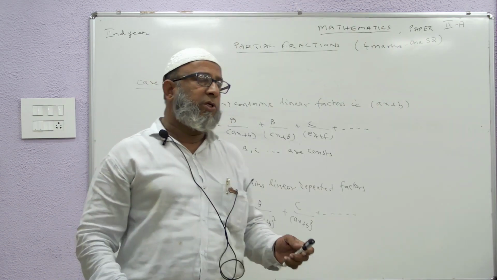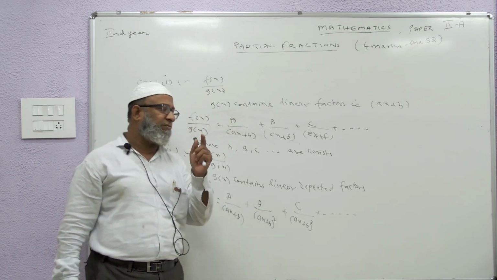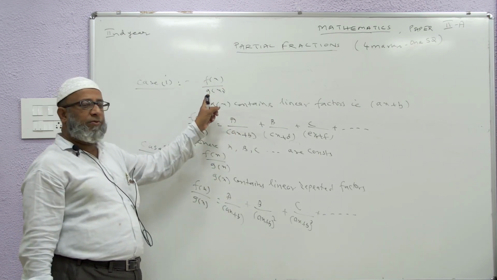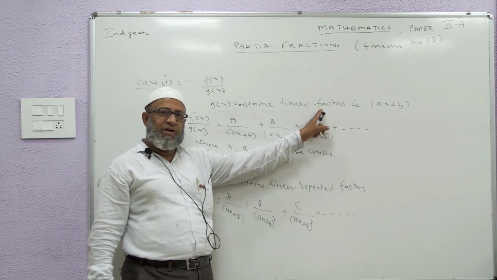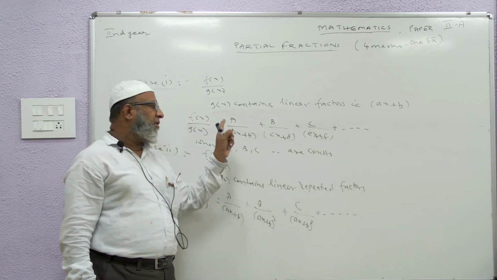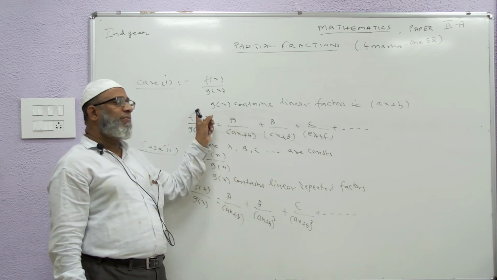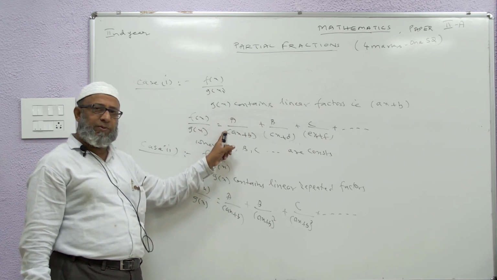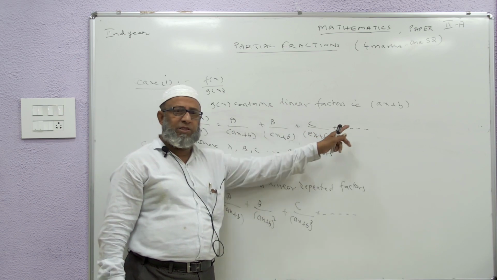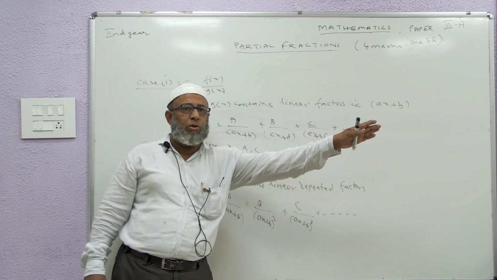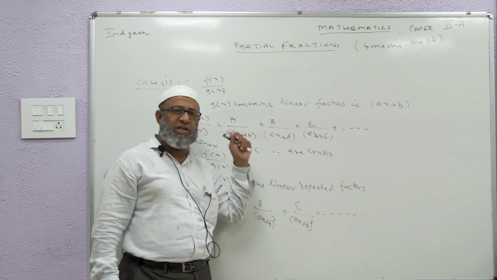Is it clear? So, as I told you, there are 4 cases. The first case is when the fraction f of x by g of x consists of linear factors that are non-repeated. For every factor, we have to take one substitution, that is f of x by g of x equal to A by ax plus b, plus B by cx plus d, plus C by ex plus f, and so on, where A, B, C are constants to be determined. This is case 1.